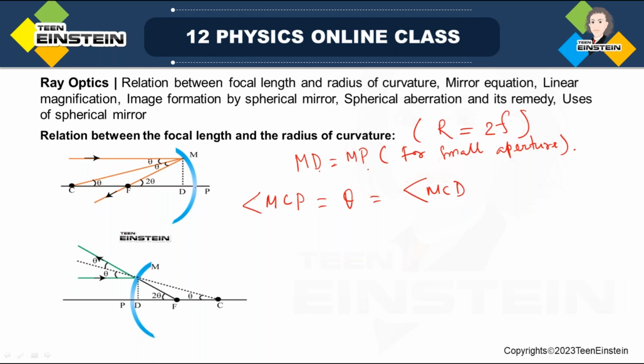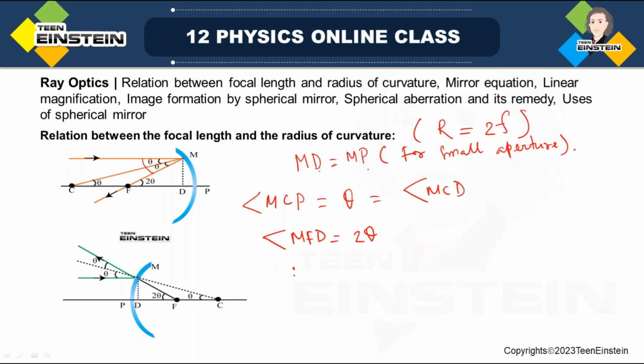So if this is theta, then this is theta. Obviously, angle of reflection also will be theta. So this total angle is 2 theta. Look, this total angle is 2 theta, right? So we can write here angle MFD is also 2 theta.